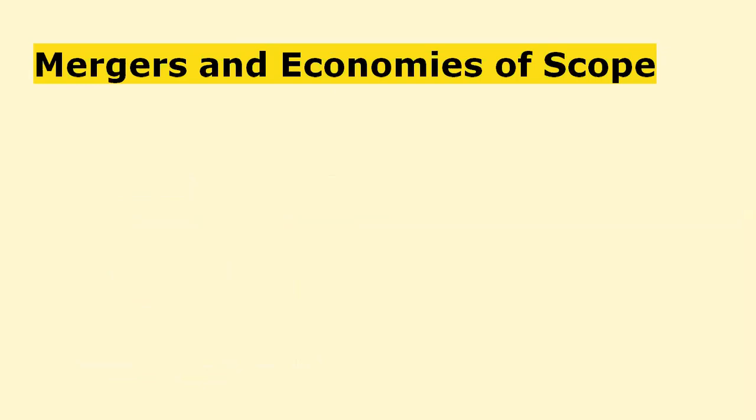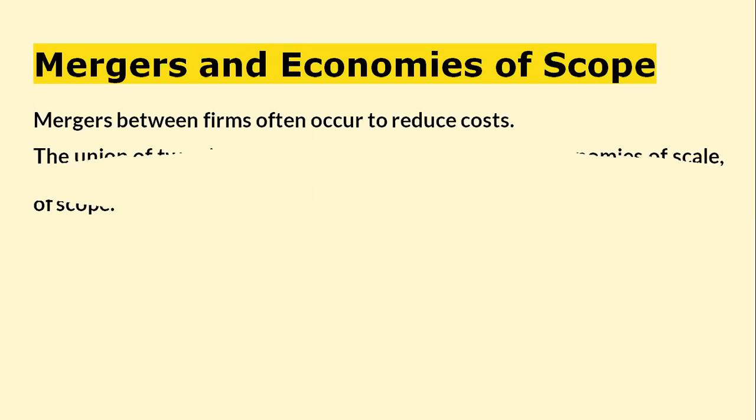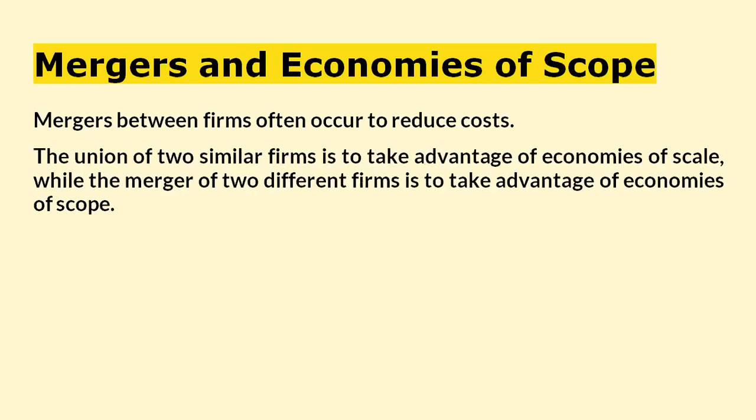Mergers and economies of scope. Mergers between firms often occur to reduce costs. The union of two similar firms is to take advantage of economies of scale, while the merger of two different firms is to take advantage of economies of scope.